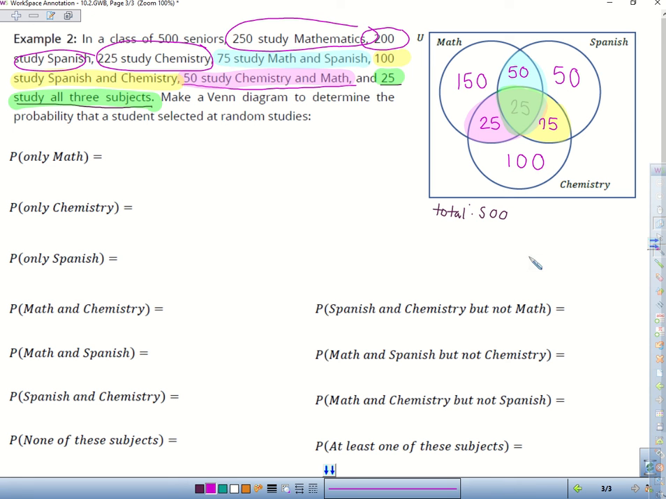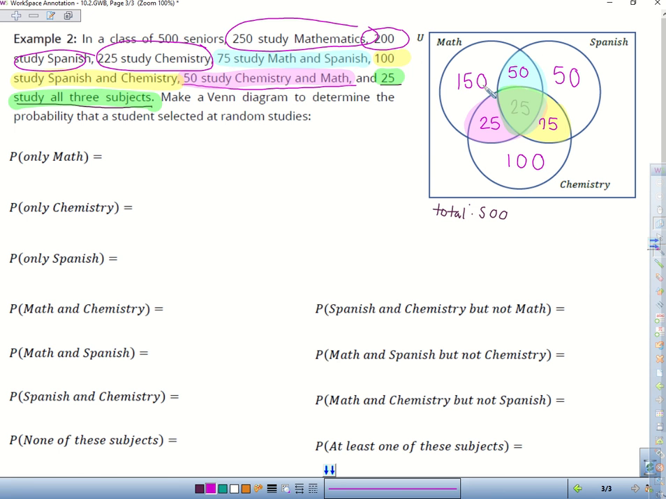Now what you want to go back through and do is verify that the circles add up to what they're supposed to add up to. Which is 500 seniors. Well, not quite. That's not where I was going with it yet. You want to verify that each circle adds up to what it's supposed to add up to. So math adds up to 250, Spanish adds up to 200, and chemistry adds up to 225. You see that, the circle situation?